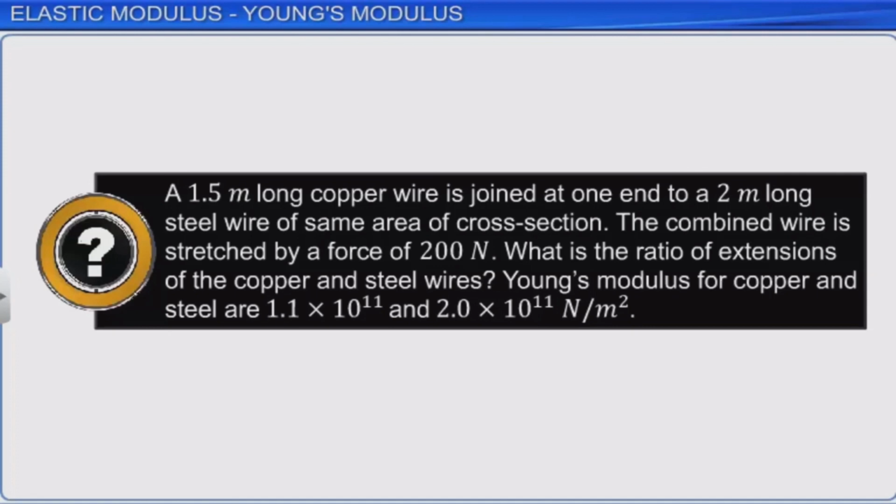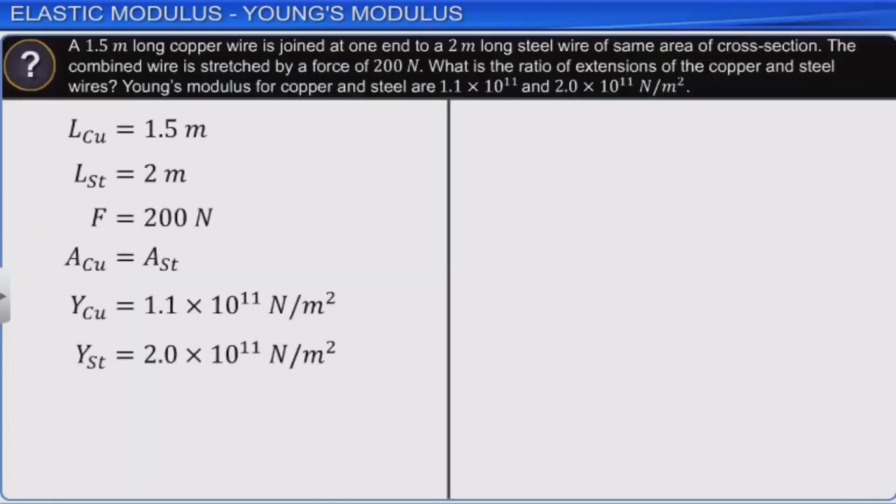Young's modulus for copper and steel are 1.1 times 10 to the power 11 and 2.0 times 10 to the power 11 newtons per meter square. The values given in the problem are the original lengths of the two wires, load, and Young modulus for each material.